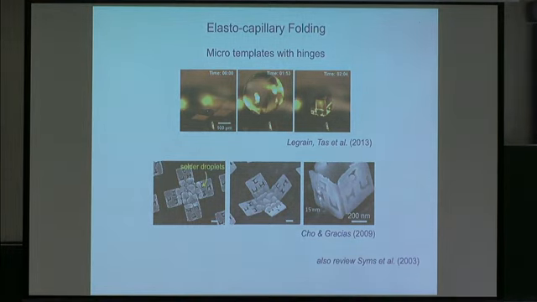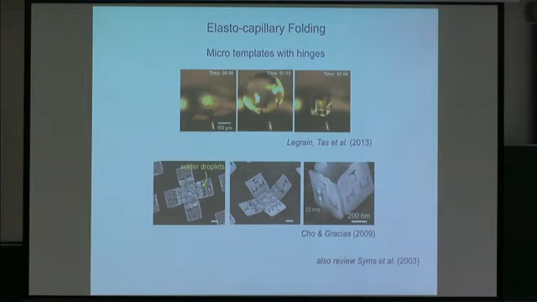So this is from a group in 20. So they make little cubes that close when you put a droplet. Or very nice work also from David Gracias's group. So basically they do it at very small scale. The scale bar is 200 nanometers, so it's a very, very small scale. They have templates with hinges in that case, so they are easier to bend.